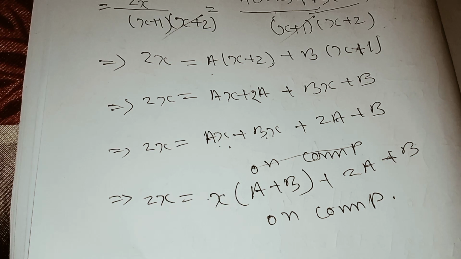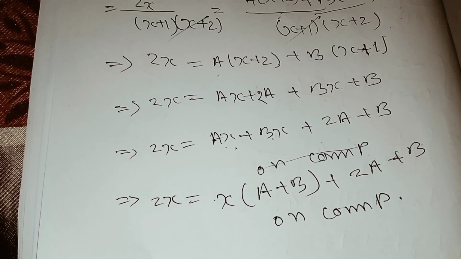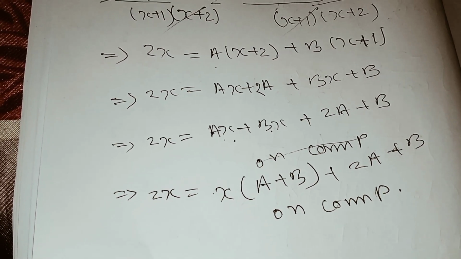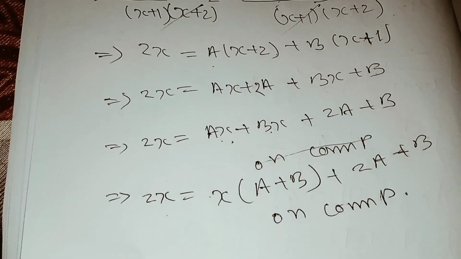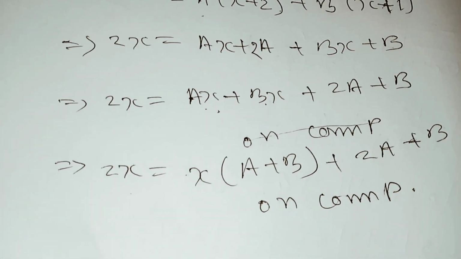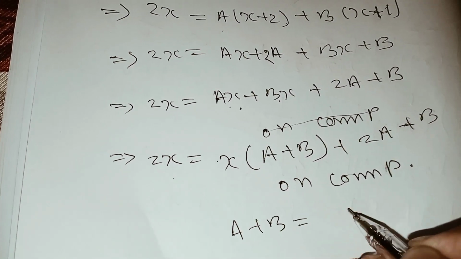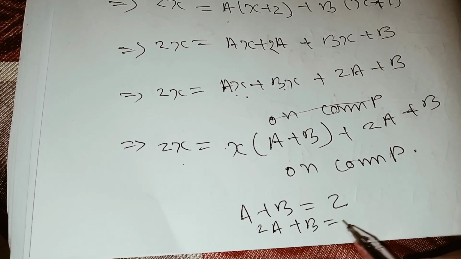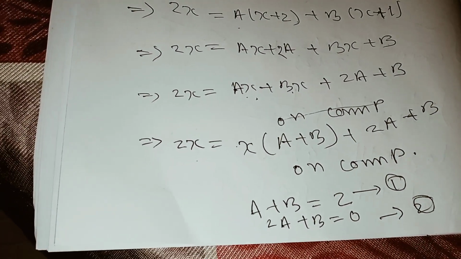Here you can see the coefficient of x is what? a plus b. Coefficient means which number or digit is multiplied with x. So the coefficient of x is a plus b, and on the right side of the equal sign, you can see 2 is the coefficient. So you can write a plus b is equal to 2. And for the constant term, 2a plus b is equal to 0. Let's say this is the first equation and this is the second equation.